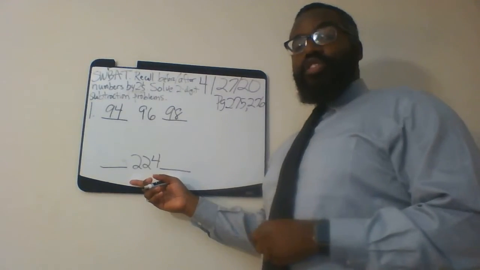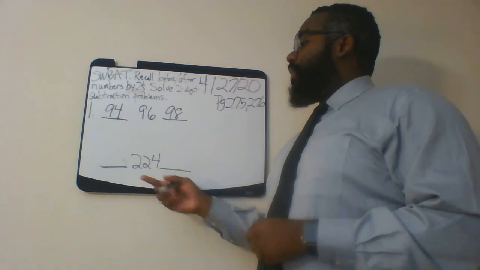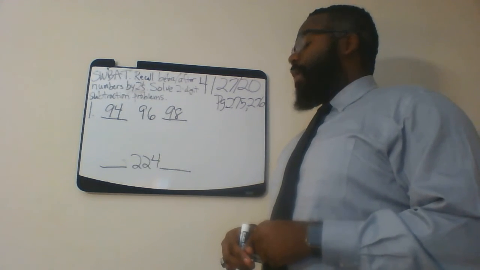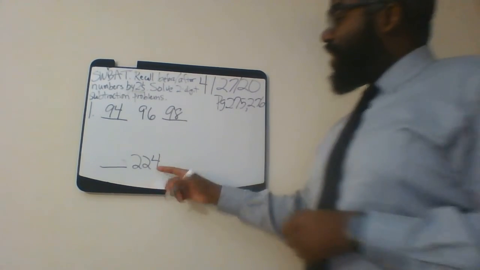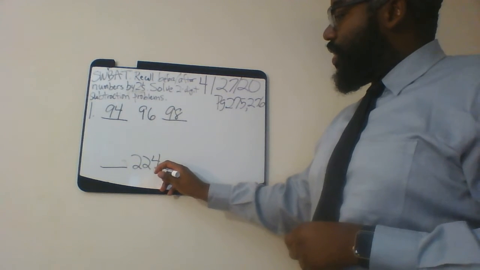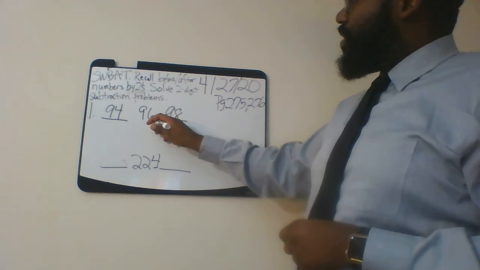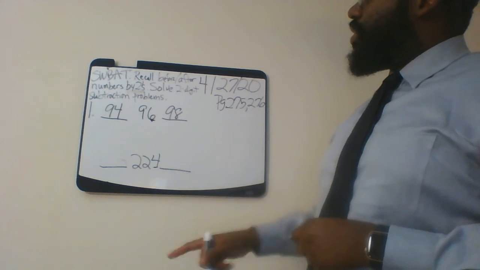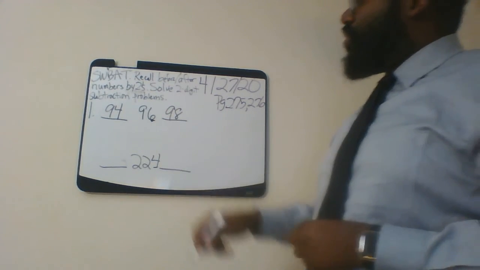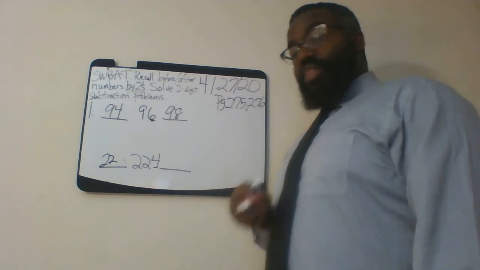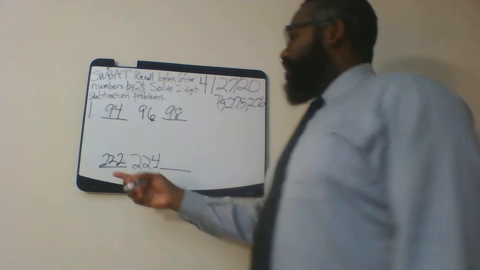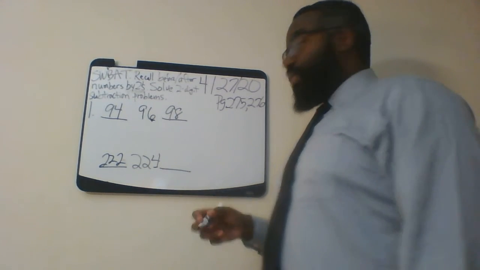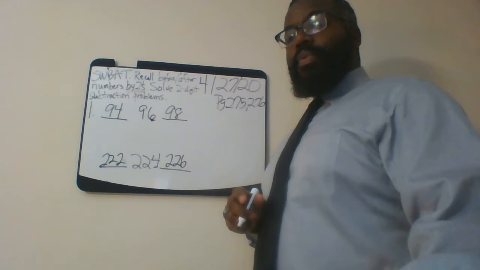Next, let's look at the next number, 224. What number comes before 224 by 2? Here's a little hint to guide us. Look at the number in the ones place right here. That's your guide, like we just did for 96. Notice, by 2's: 220, 222, 224, 226.